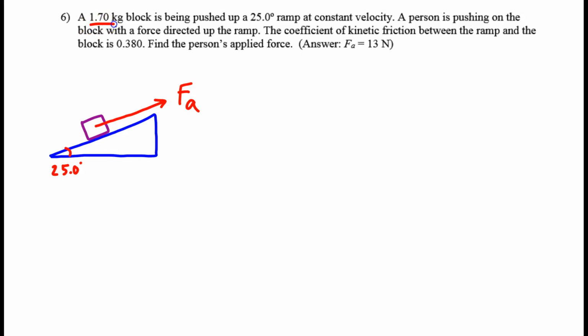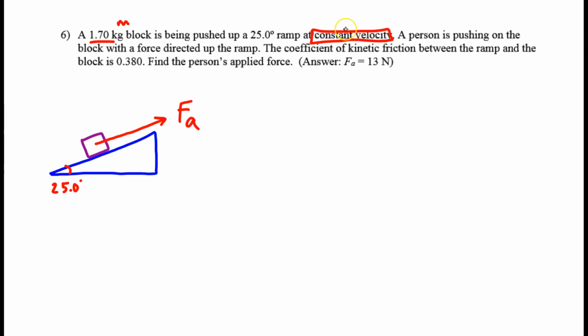In this problem, we have a 1.7 kilogram block, that's the mass, because it's in kilograms. It's being pushed up a 25-degree ramp. Here is that incline, 25 degrees, at constant velocity. That's really important. That means the forces all balance, not just on the tilted y-axis, but also on the tilted x-axis.